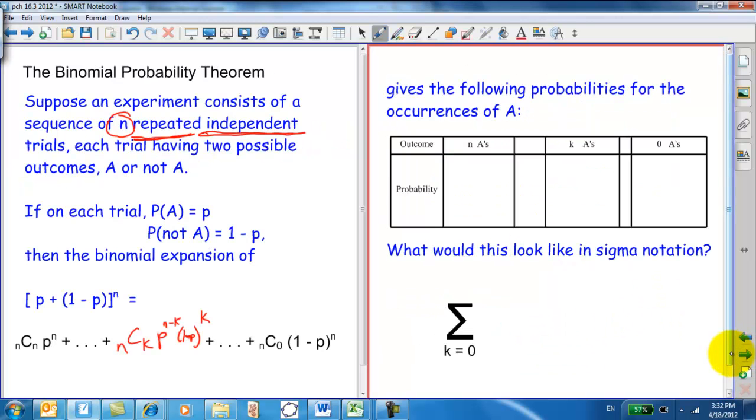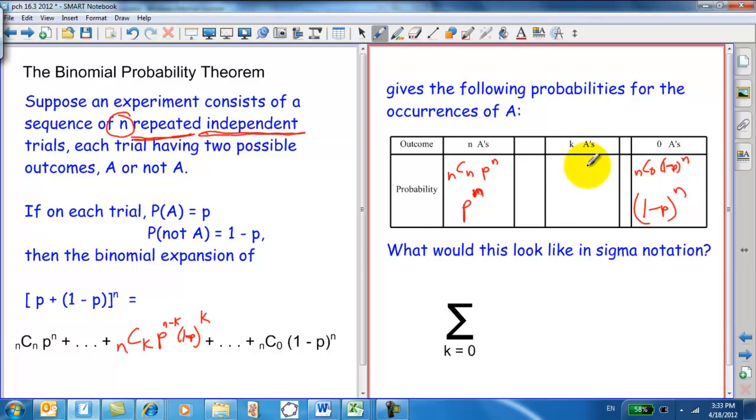This gives the following probabilities for the occurrences of A's. So n A's, to get all A's would just be nCn, which is 1, p to the n, or just plain p to the n. And that makes sense. To get n A's in a row, you take that probability and multiply it by itself n times. 0 A's would be nC0, (1 minus p) to the n. And nC0 is 1 as well, so that's just (1 minus p) to the n.